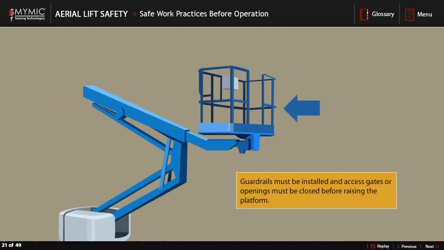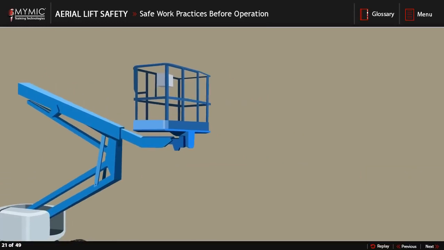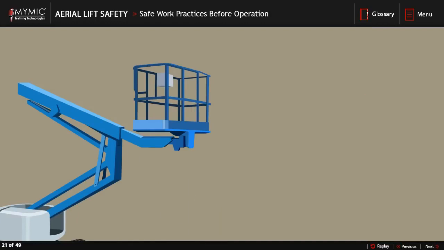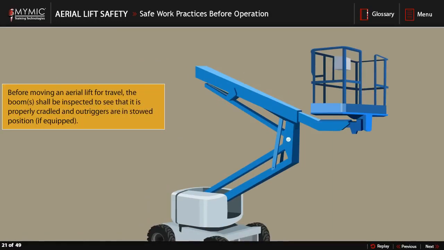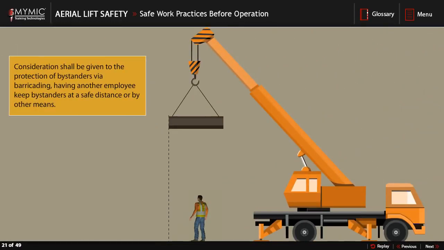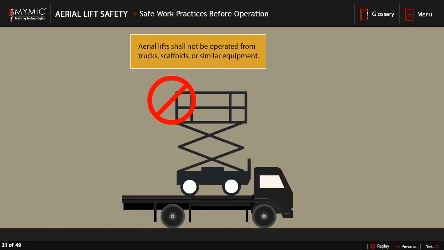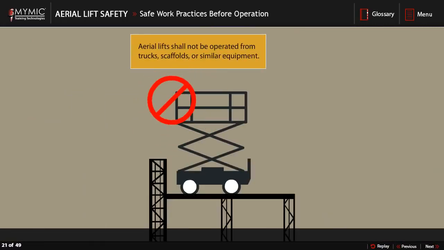Guardrails must be installed, and access gates or openings must be closed before raising the platform. Boom and platform load limits specified by the manufacturer shall not be exceeded. Before moving an aerial lift for travel, the boom shall be inspected to see that it is properly cradled and outriggers are in stowed position if equipped. Consideration shall be given to the protection of bystanders via barricading, having another employee keep bystanders at a safe distance, or by other means. Aerial lifts shall not be operated from trucks, scaffolds, or similar equipment.